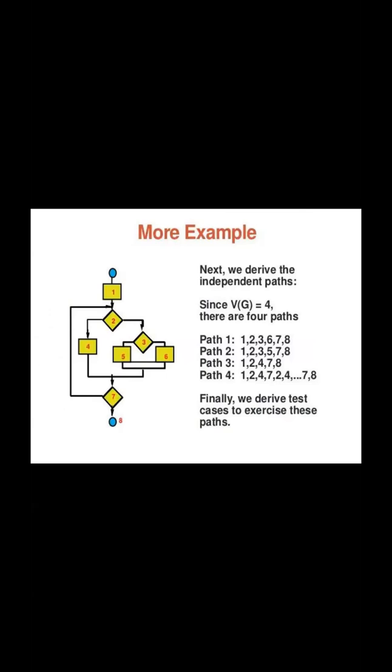From source to destination, we have one path from 1 to 2, 3 to 4, 6, then 7 to 8. That is one path. Another path is 1 to 2, 3 to 5, then 7 to 8. The third path is 1 to 2, 4 to 7, and 8. The fourth path is 1 to 2, 4 to 7, then 2 to 4, again then it comes to 7 to 8. So we are getting 4 independent paths. Finally, we derive the test cases to exercise those paths. From the paths, we can easily identify that the cyclomatic complexity of this project is 4.